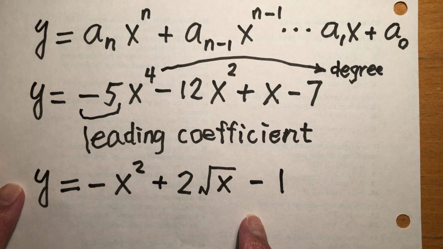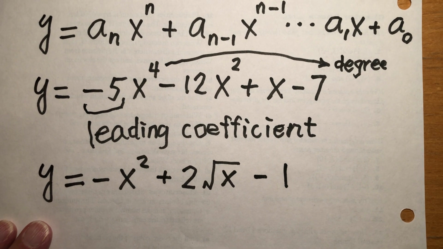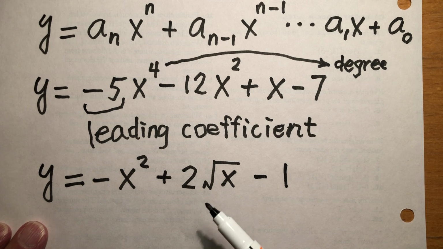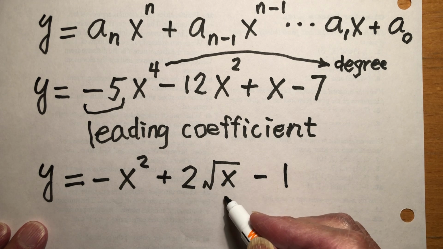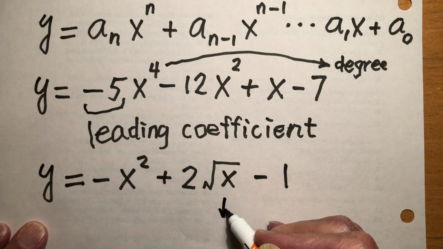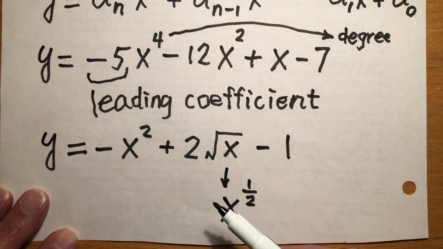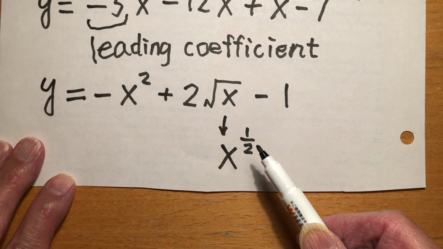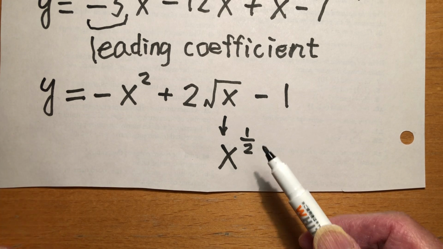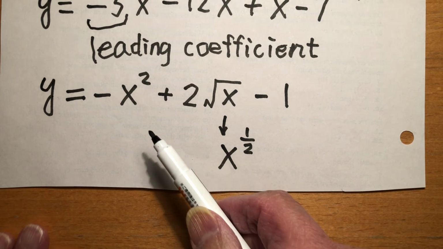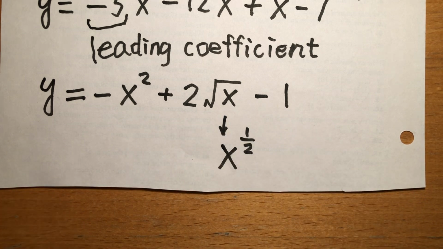This is another function, but this is not a polynomial because this term, you can rewrite this as x to the exponent 1/2. But 1/2 is not an integer. Therefore, this is not a polynomial. So we have discussed the condition of a polynomial.